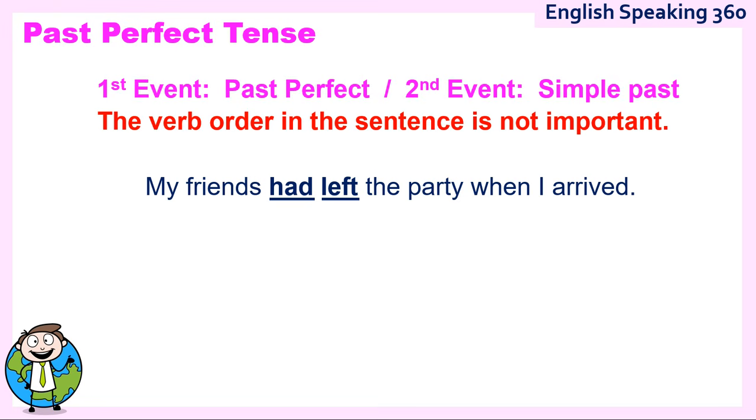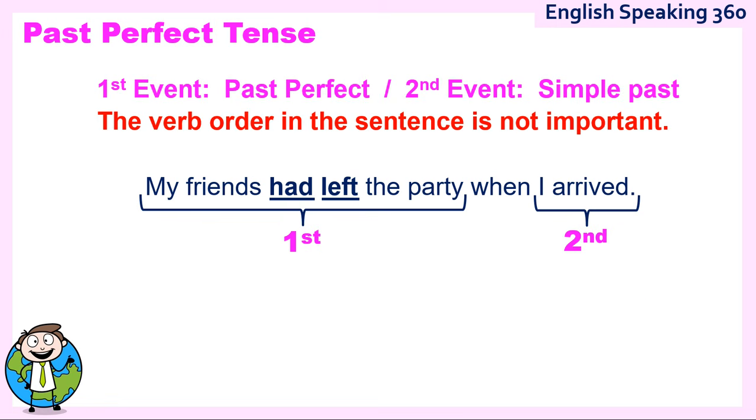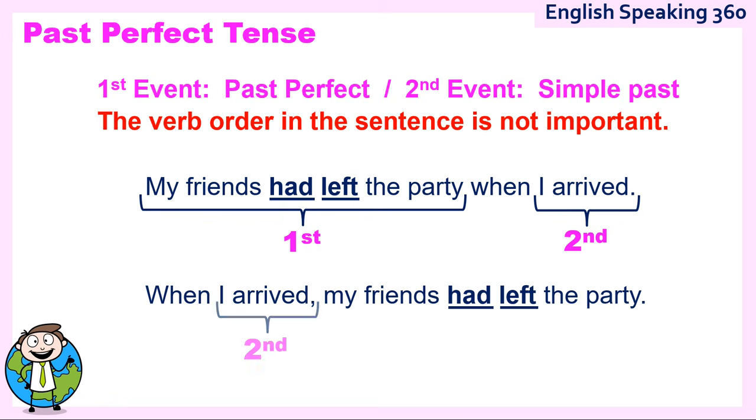One thing you should remember, the verb order in the sentence is not important. So you could say, first event, my friends had left the party when I arrived. Or you could also say, when I arrived, my friends had left the party. The order is not important because the past perfect tells us that that is the first event. Leaving the party happened first and finished, and then later I arrived.